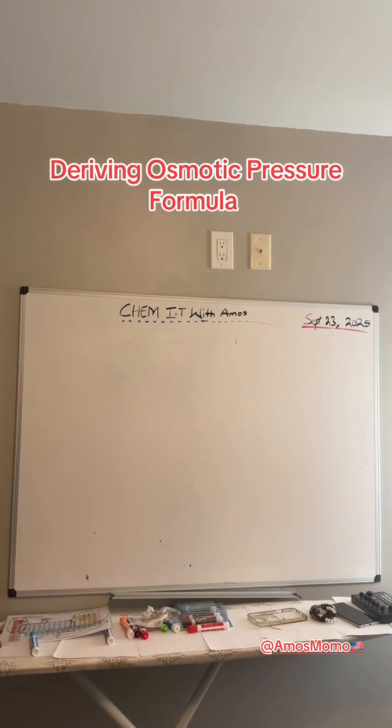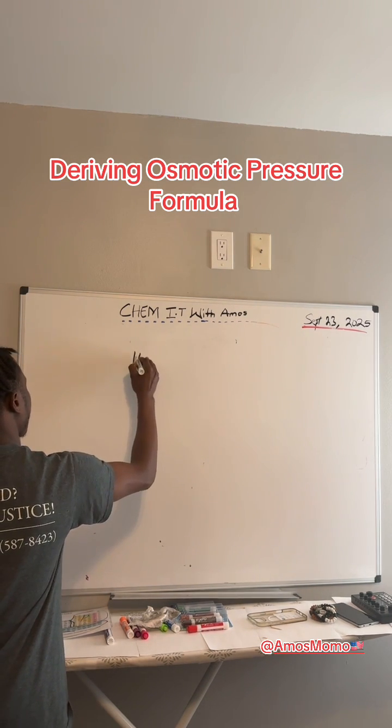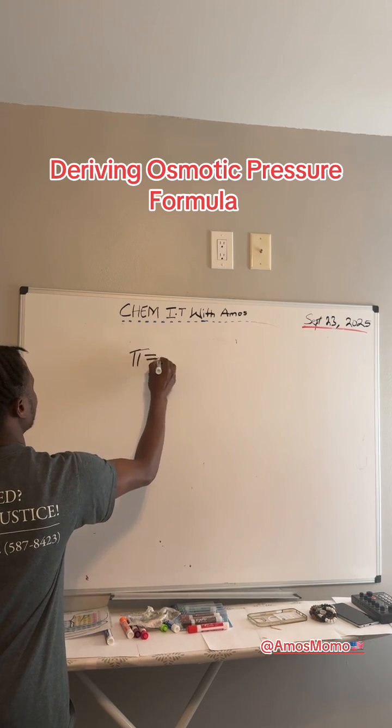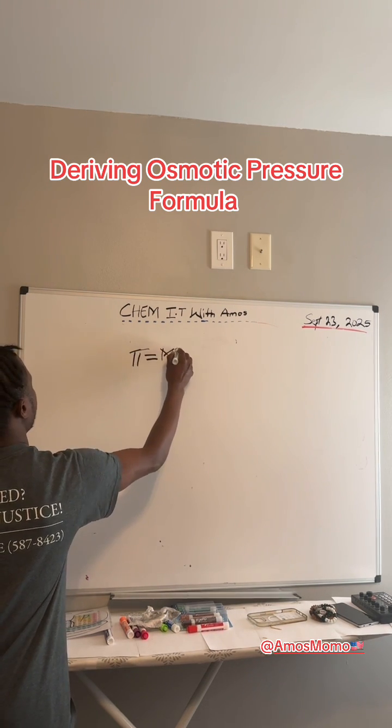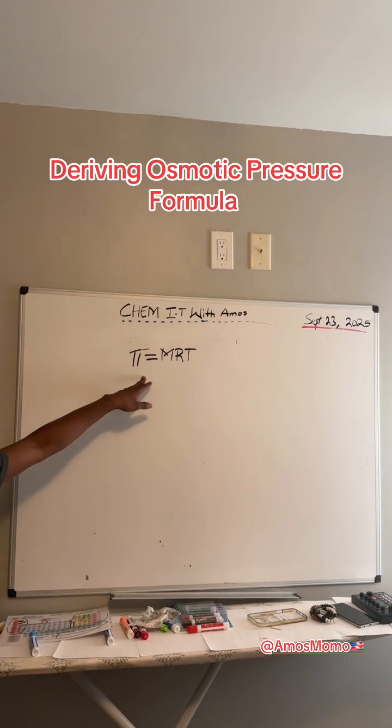Okay, so in today's lesson, we are going to derive the osmotic pressure, which is one of the colligative properties of solution. Like we have four properties of solution. So the formula for that is pi is equal to MRT. So this is the formula for finding osmotic pressure, which is one of the colligative properties of solution.